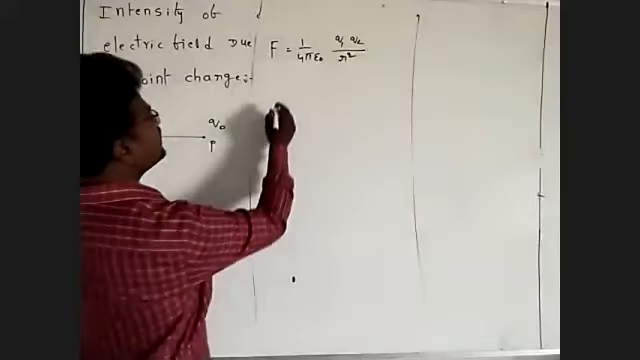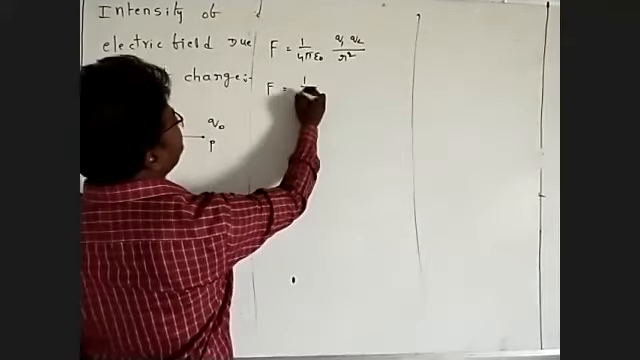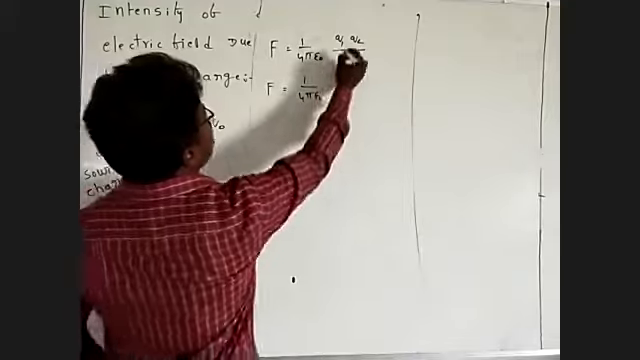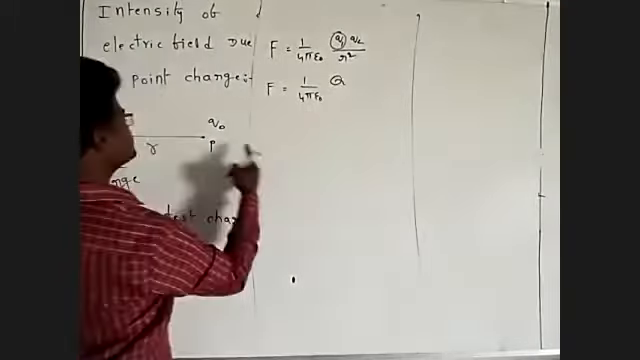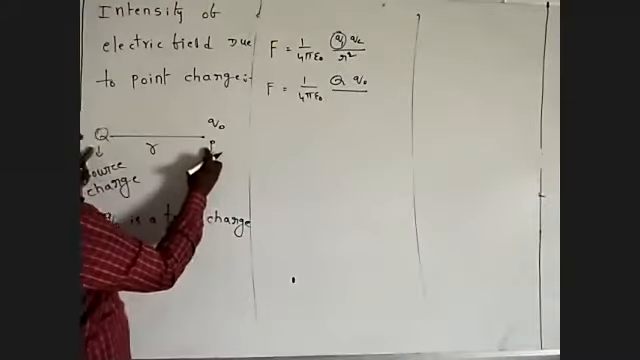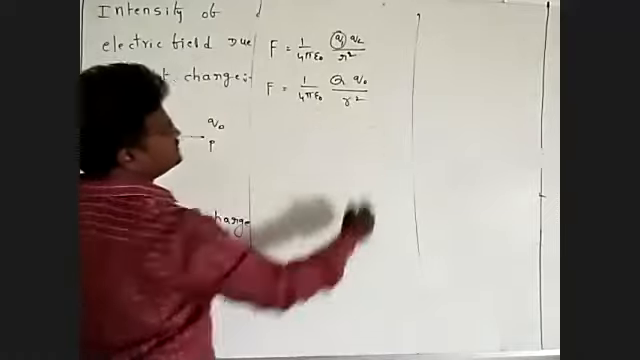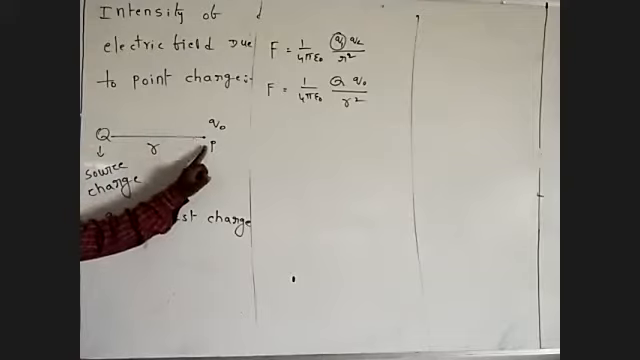Force between the two charges is equal to 1 by 4 pi epsilon naught Q1 Q2 by R square. Q1 means capital Q, Q2 means this is Q naught. Distance between two charges is R, so I'm going to write R square. That is the force between the two charges. But we have to find out the intensity of electric field at P point.